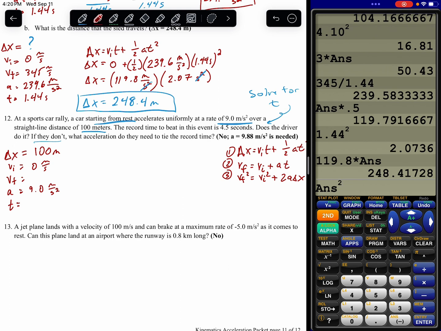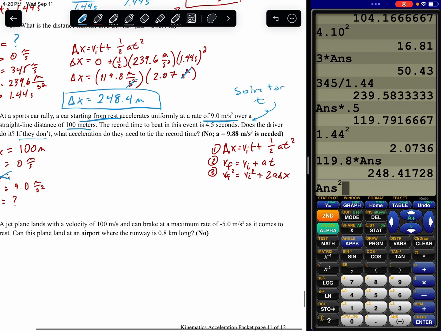And the time to beat, we're not going to put in that 4.5 seconds because we're going to solve for a time and then compare it to the 4.5 seconds. So we are looking to solve for t, and we don't care about v final. So let's look at our equations, and we're finding something that doesn't have v final.